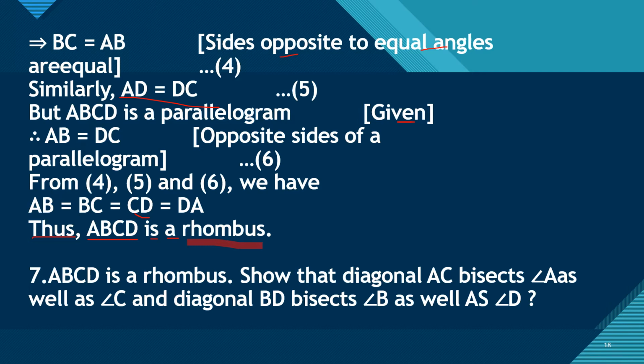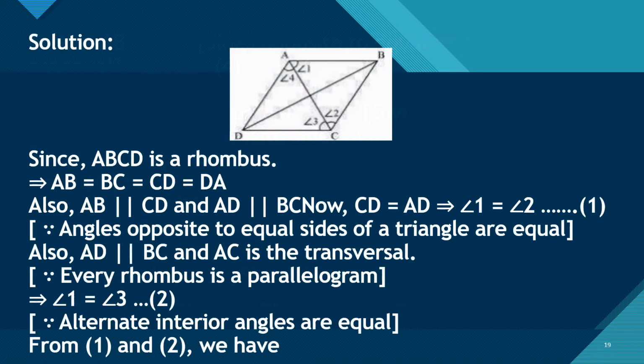Now we will move on to question number 7. ABCD is a rhombus, and we have to show that the diagonal AC bisects angle A as well as angle C, and diagonal BD bisects angle B as well as angle D. The solution is in the next slide. So this is the solution and this is the picture for that.